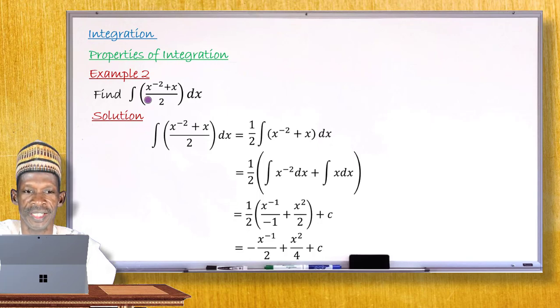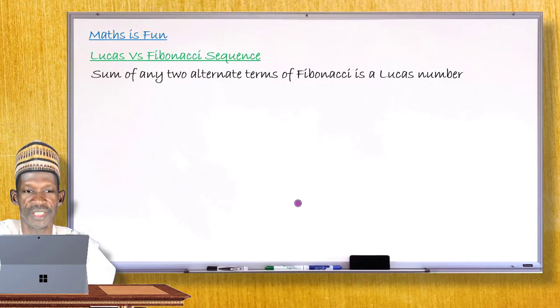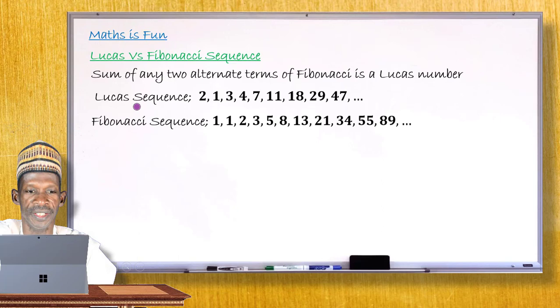I give you that very relationship between your Lucas and your favorite Fibonacci sequence. So this relationship says that the sum of any two alternate terms of your Fibonacci, that sum will now be a Lucas number. Let's just have a look at the two special sequences of numbers. This is your Lucas sequence, and this is your Fibonacci sequence. You remember that the Fibonacci sequence starts with 1, 1 as the first two terms, and other terms also are obtained by adding the last two.